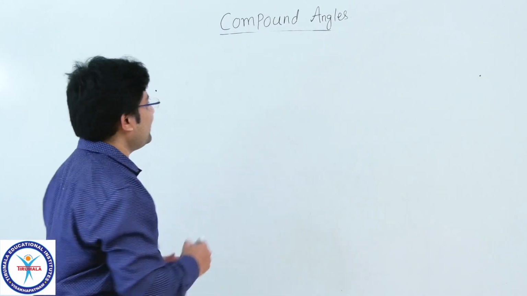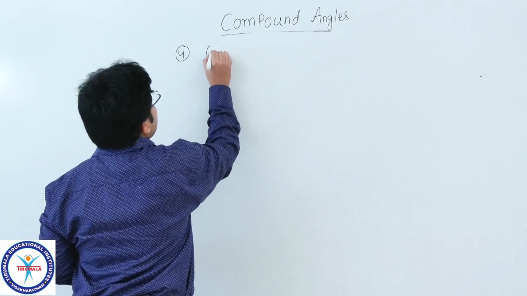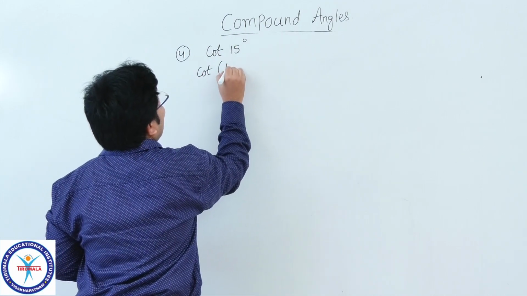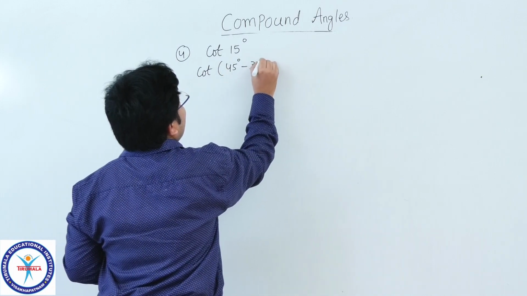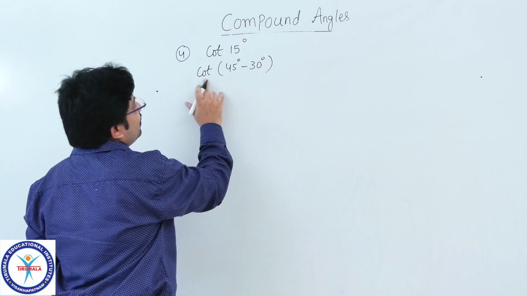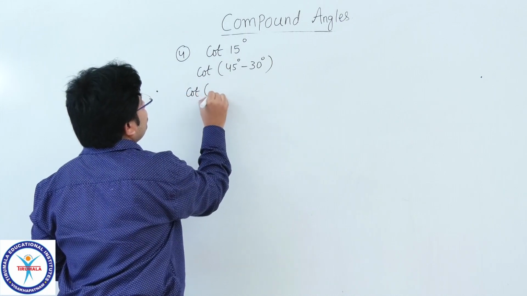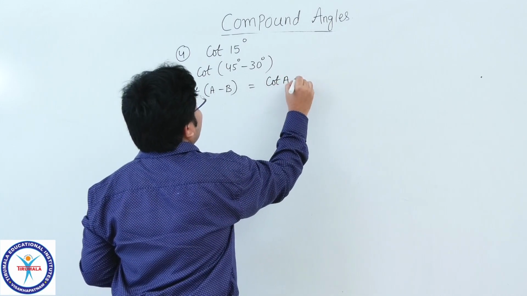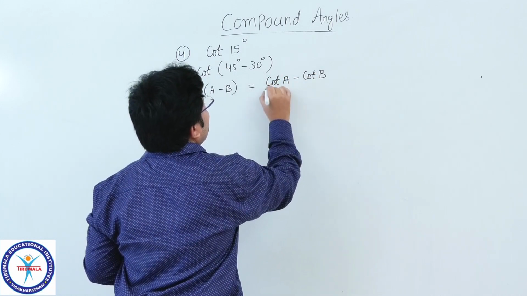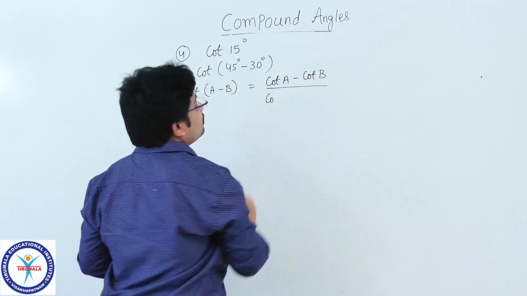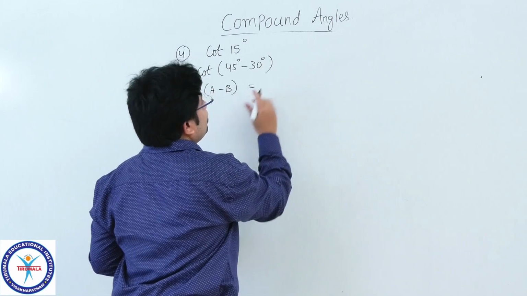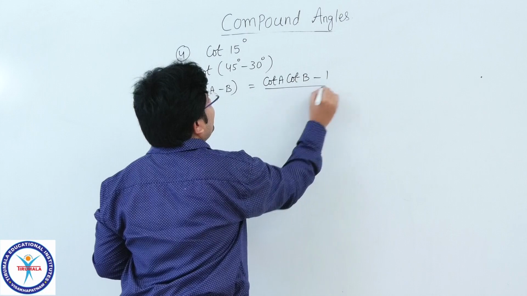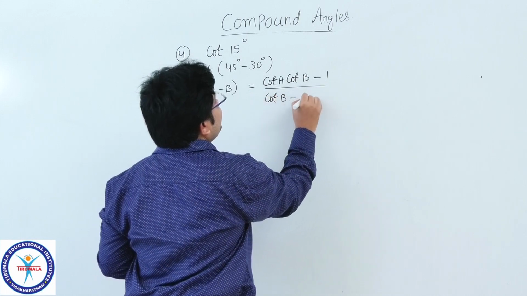Now let us find out the value of cot 15 degrees. So 15 degrees can be written as 45 degrees minus 30 degrees. Now it is in the form of cot (A minus B).